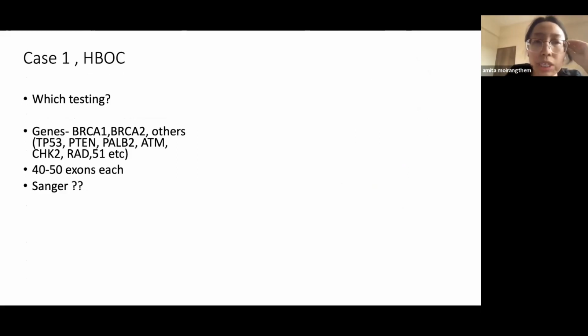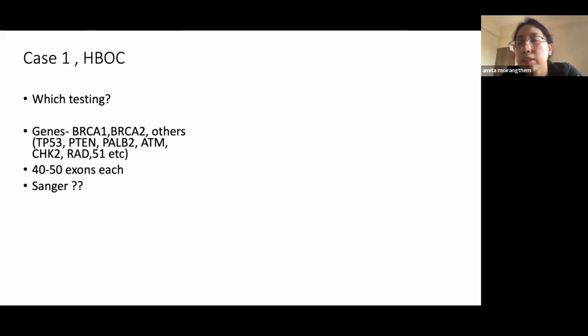So coming back to the hereditary breast cancer family, which testing should be ordered in this family? Again, we go back to our literature search and we find that the most common genes responsible for hereditary breast cancer are the BRCA1 and BRCA2 genes. However, there are many other genes which have now been identified and associated with breast cancer. And even if we target only the BRCA1 and BRCA2 genes, they are very large genes with many exons.